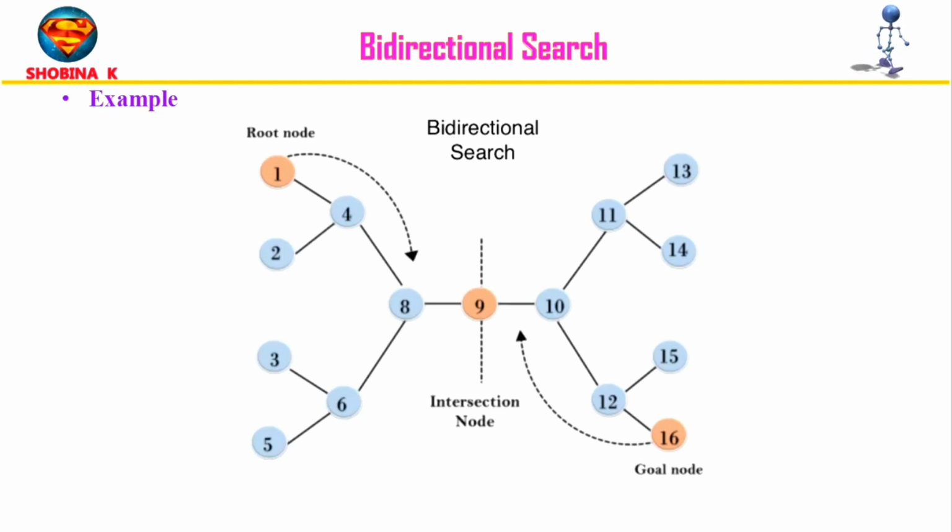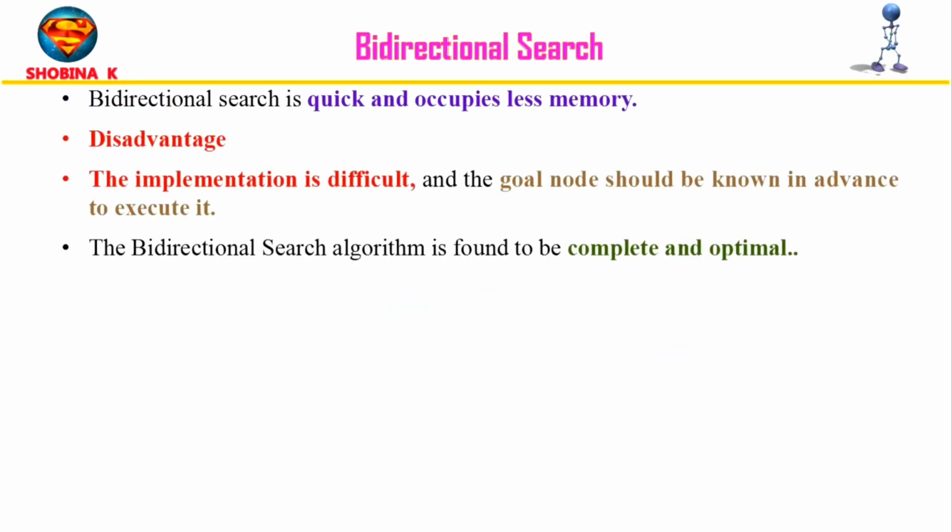So the total path traced by the forward search and the path traced by the backward search is the optimal solution. And this is how the BS algorithm is implemented. Talking about the advantage of BS algorithm, it is fast as well as requires less memory. And next, the disadvantage of BS algorithm. The implementation is difficult. Also, one should know the goal state in advance.